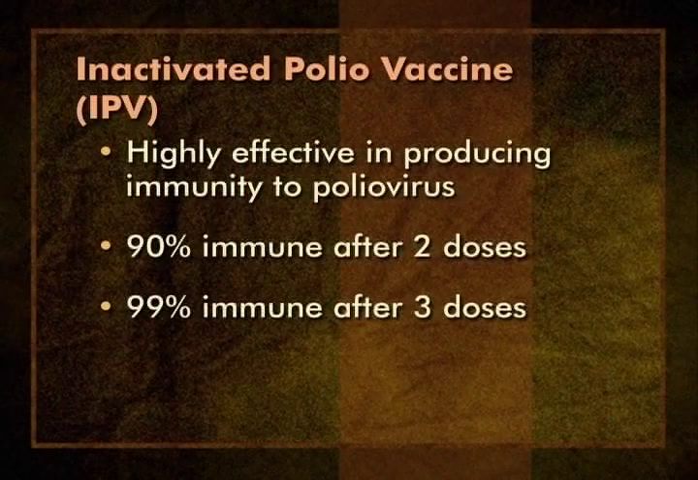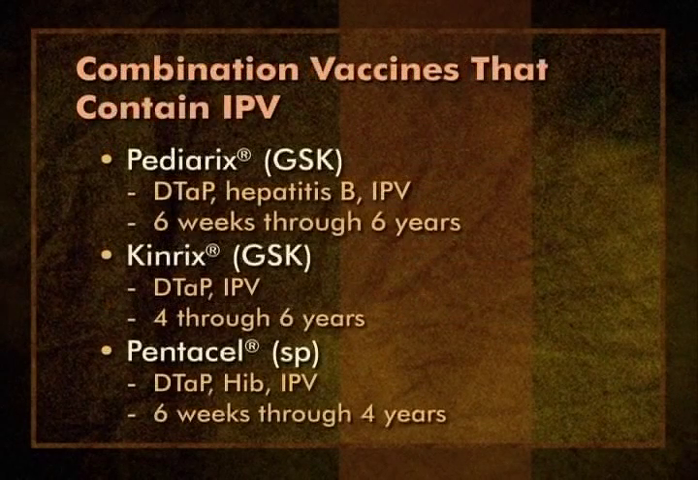Enhanced IPV, which we will refer to simply as IPV, is an excellent vaccine that is highly effective in producing immunity to the 3 types of poliovirus. Like many other inactivated vaccines, most recipients do not become immune after a single dose. But 90% of recipients are immune to all 3 polio types after 2 doses. 99% are immune after 3 doses. There are 3 combination vaccines that contain inactivated polio vaccine.